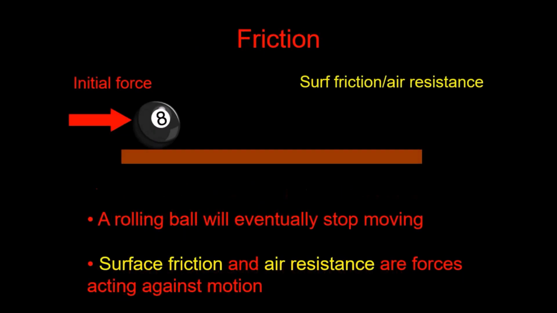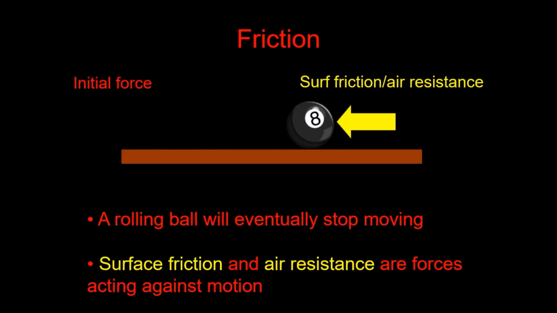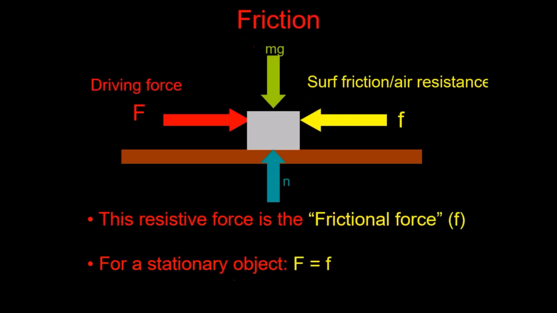The situation you will nearly always see is the first situation we discussed. Provide a ball with an initial force, and equal and opposite forces, such as surface friction and air resistance, again we'll assume air resistance is small, will bring our ball to a stop eventually. And this is our frictional force.